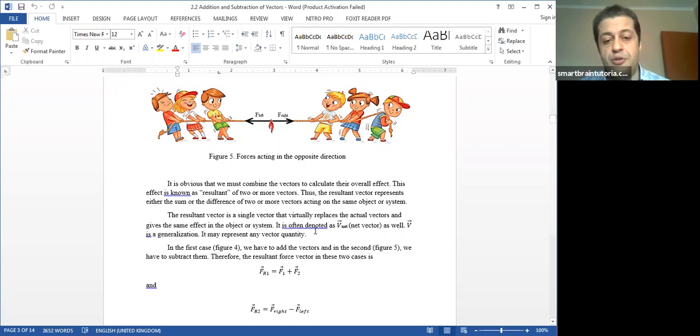It is often denoted as V net, not V res for resultant, but often it is known as net vector as well. V is a generalization. Instead of V, we can put F in the case of forces, we can put X in the case of displacement, and so on, depending on the physical quantity that we are studying. The vector V may represent any vector quantity.